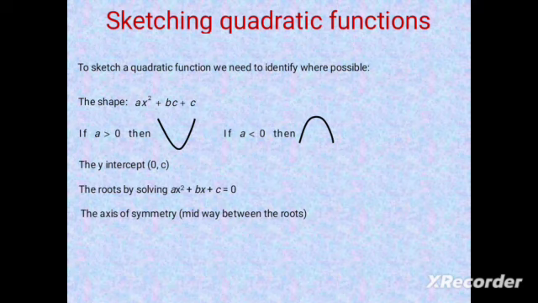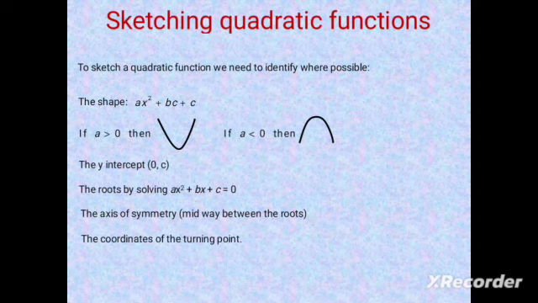The axis of symmetry, that is the midway between the roots. And then also another thing to consider is the coordinate of the turning point. Now we want to look at a real example to be able to sketch the graph of the function of y, in this case. So y is equal to 5 minus 4x minus x squared.